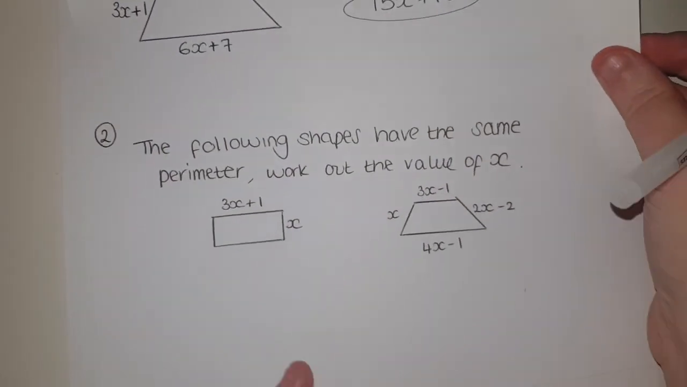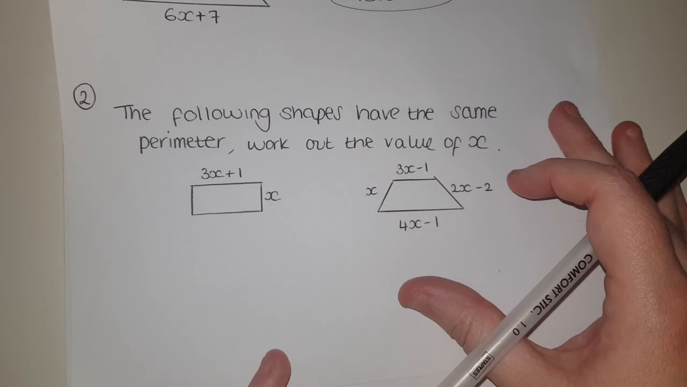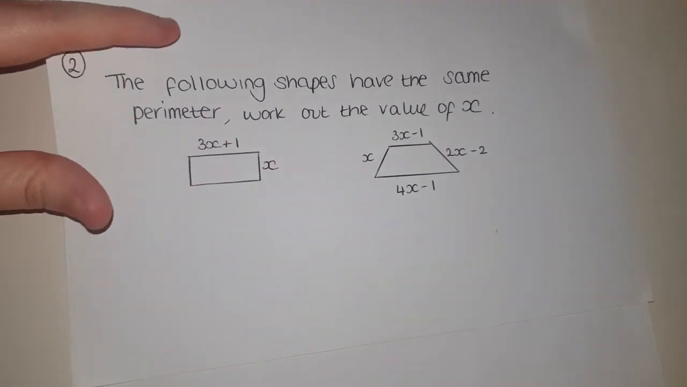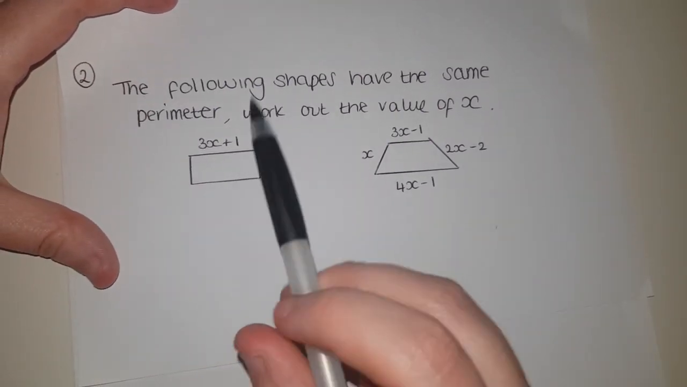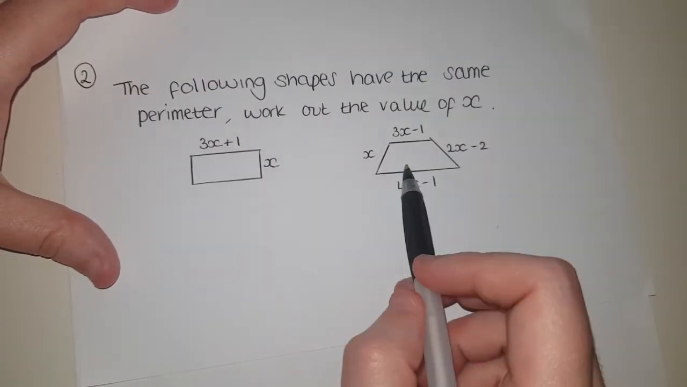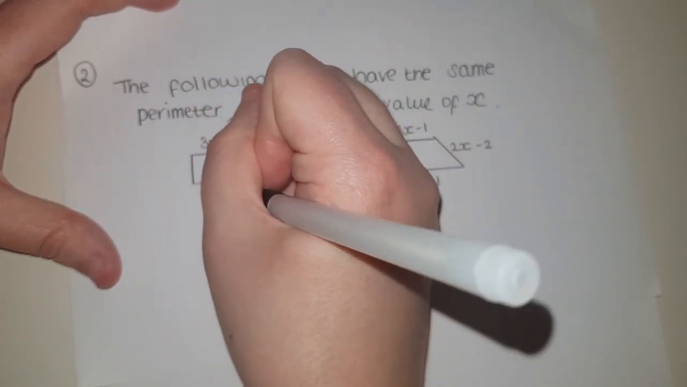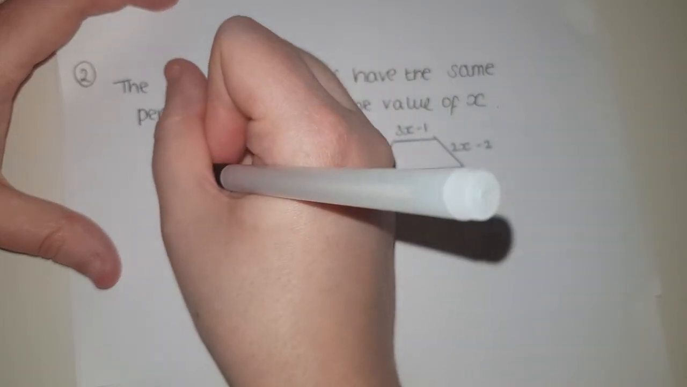All right, last one, and then you're free to do the second sheet. So you've got the following shapes have the same perimeter. Work out the value of x. So what we're going to do is work out an expression, just like we did above, for each of our perimeters. Now I know if the top's 3x plus 1, so is the bottom. I know if the right is x, so is the left.